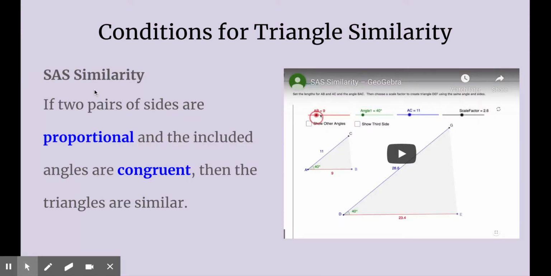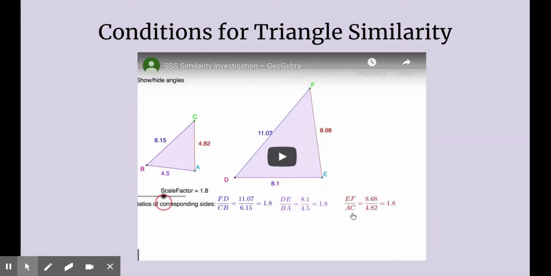Here's the statement for SAS similarity. If two pairs of sides are proportional and the included angles are congruent, then the triangles are similar. The way that we recognize this is two pairs of corresponding sides are related by the same scale factor, and then the angle in between those pairs of sides is a pair of congruent angles. So that was SAS similarity.